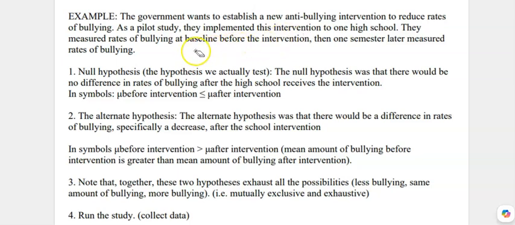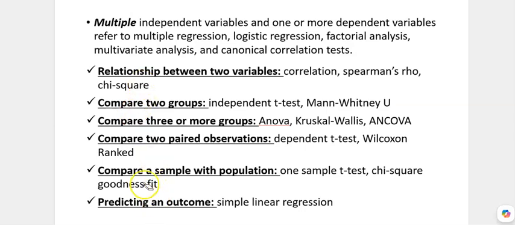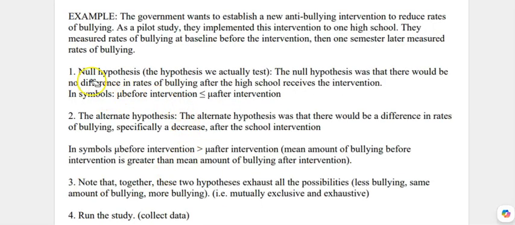So when you see this list, it will be the compared to paired observation. That means a different time but the same group. You don't change the group. So here, the null hypothesis was that there would be no difference in the rate of bullying after the high school receives the intervention. And then the alternative hypothesis will be that there is a significant difference. So there is a difference in the rate of bullying, specifically a decrease after the school intervention.